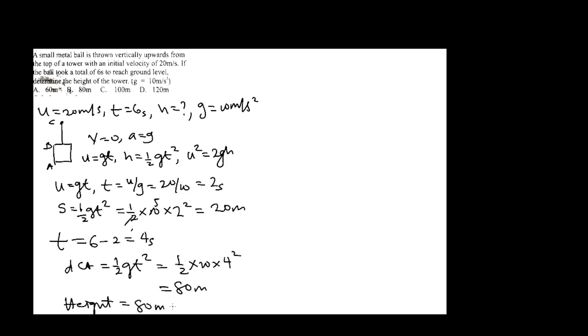that is 80 meters minus what? 20 meters. So that will give us 60 meters. So that is the height required from the question. So that's the height of the tower, and that will be option A. So I hope we understand the analysis of this particular question. So let's move to the next one.